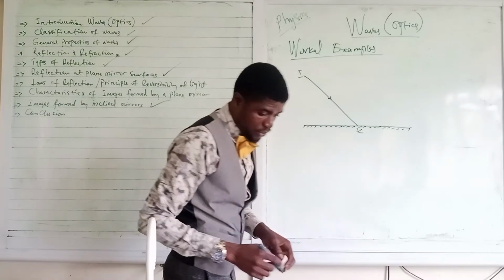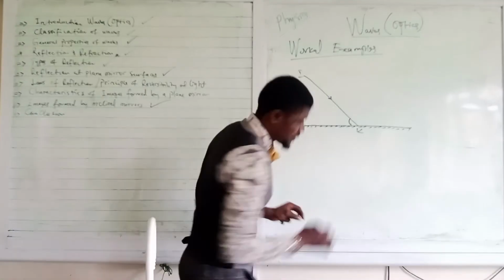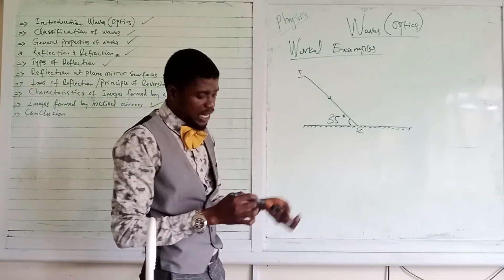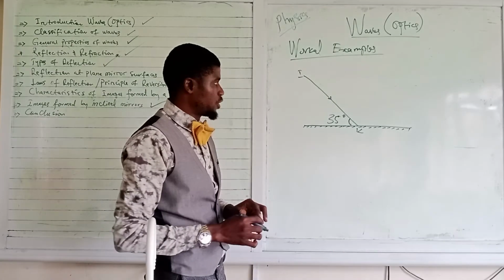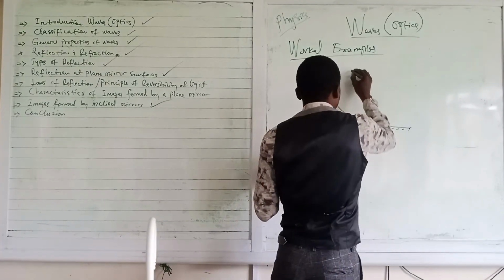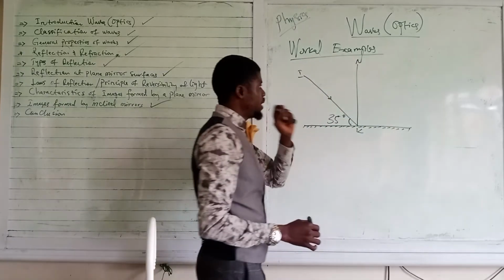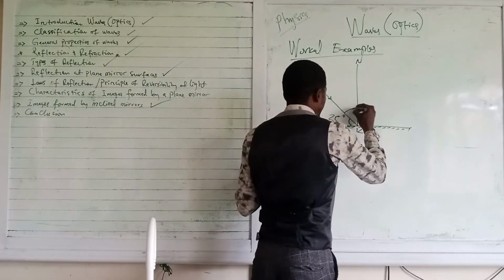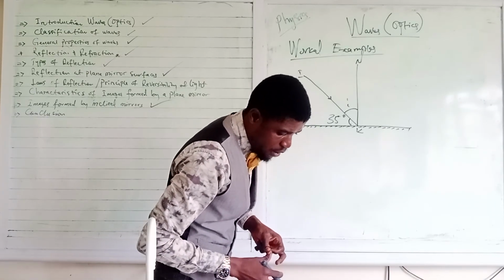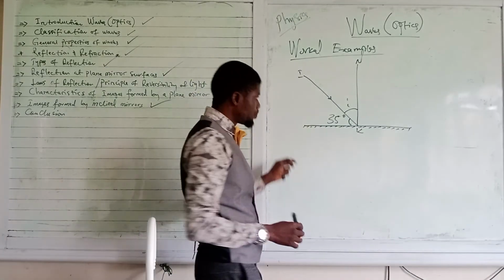Take note, this diagram is not complete. The glancing angle is 35 degrees. What is missing? Let's draw the normal to the plane mirror. So this normal will be drawn perpendicular to the plane mirror. Let's call this NK. So here is the incident angle. The question is asking us to calculate the angle of deviation after reflection.